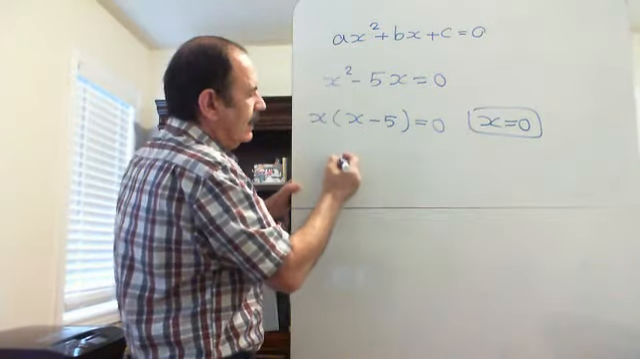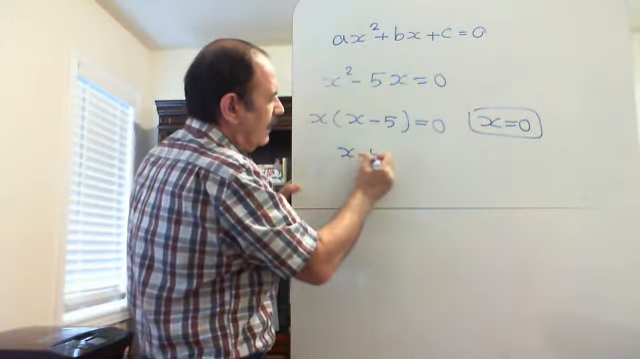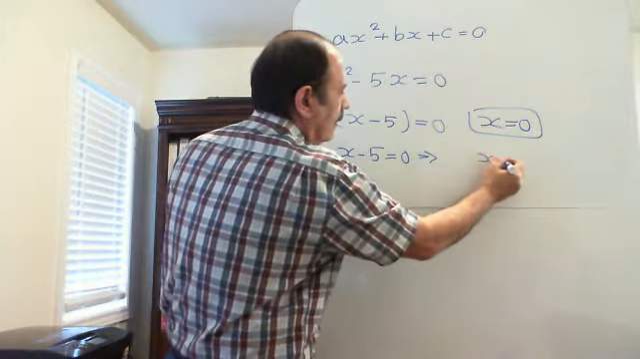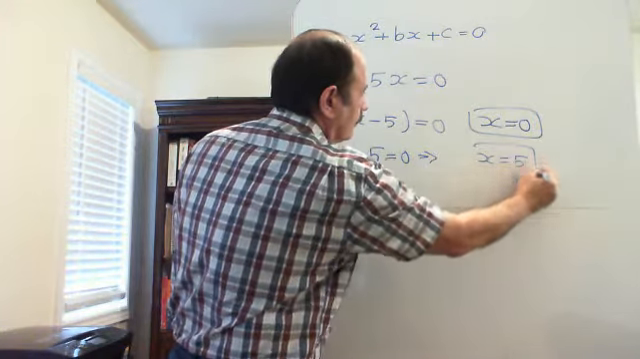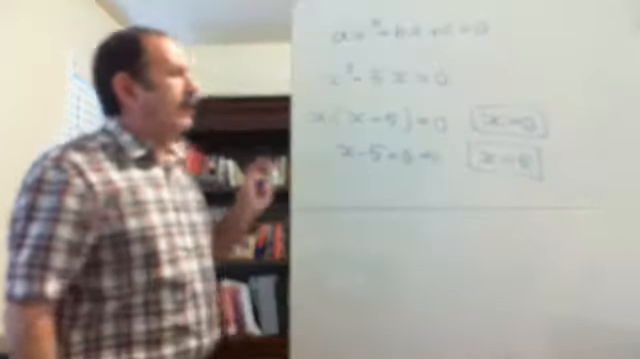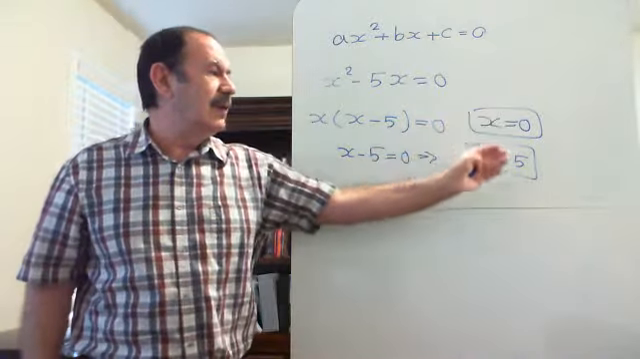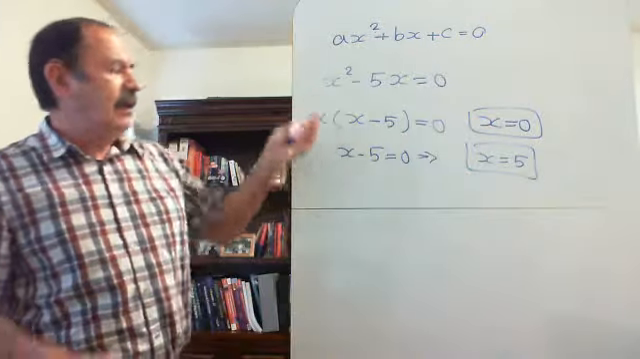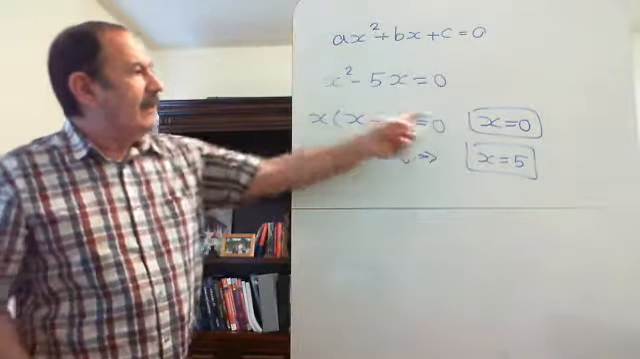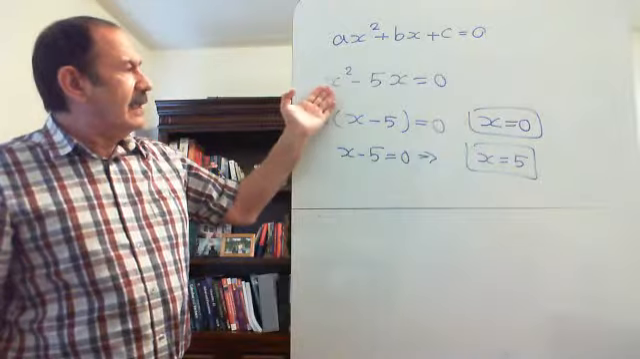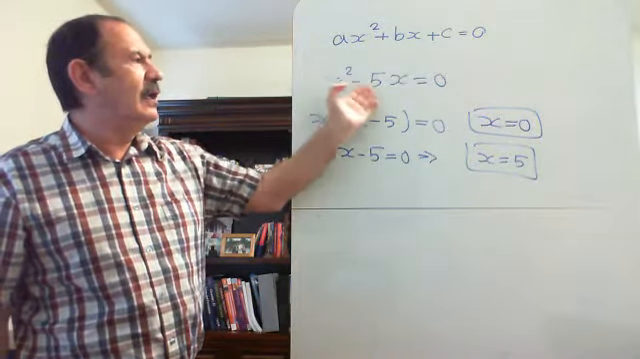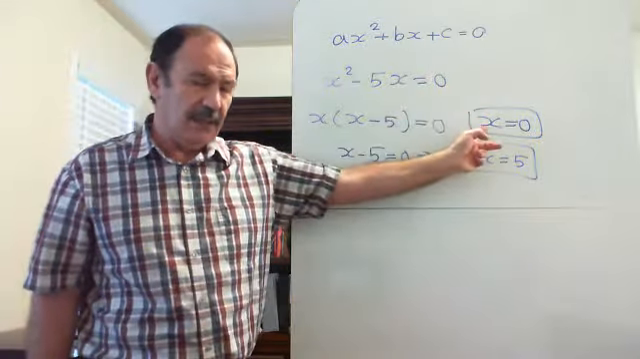And what is the other answer? X minus 5 equals 0, which gives me x equals 5. So, one answer is x equals 0, the other answer is x equals 5. If I want to check this one, if instead of x I substitute 0, this one is going to change to 0 minus 5 times 0, again is 0, 0 minus 0 is 0. So this is my right answer.